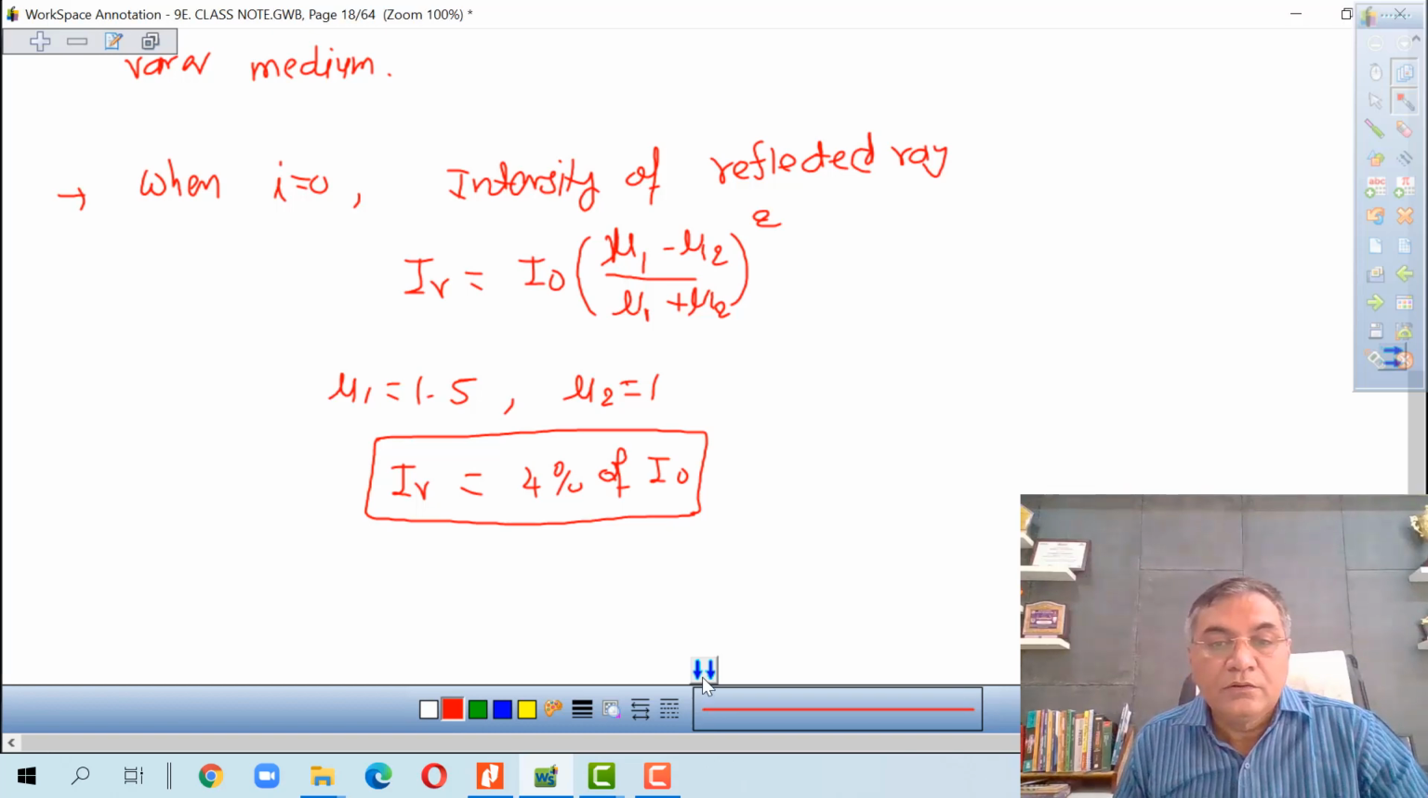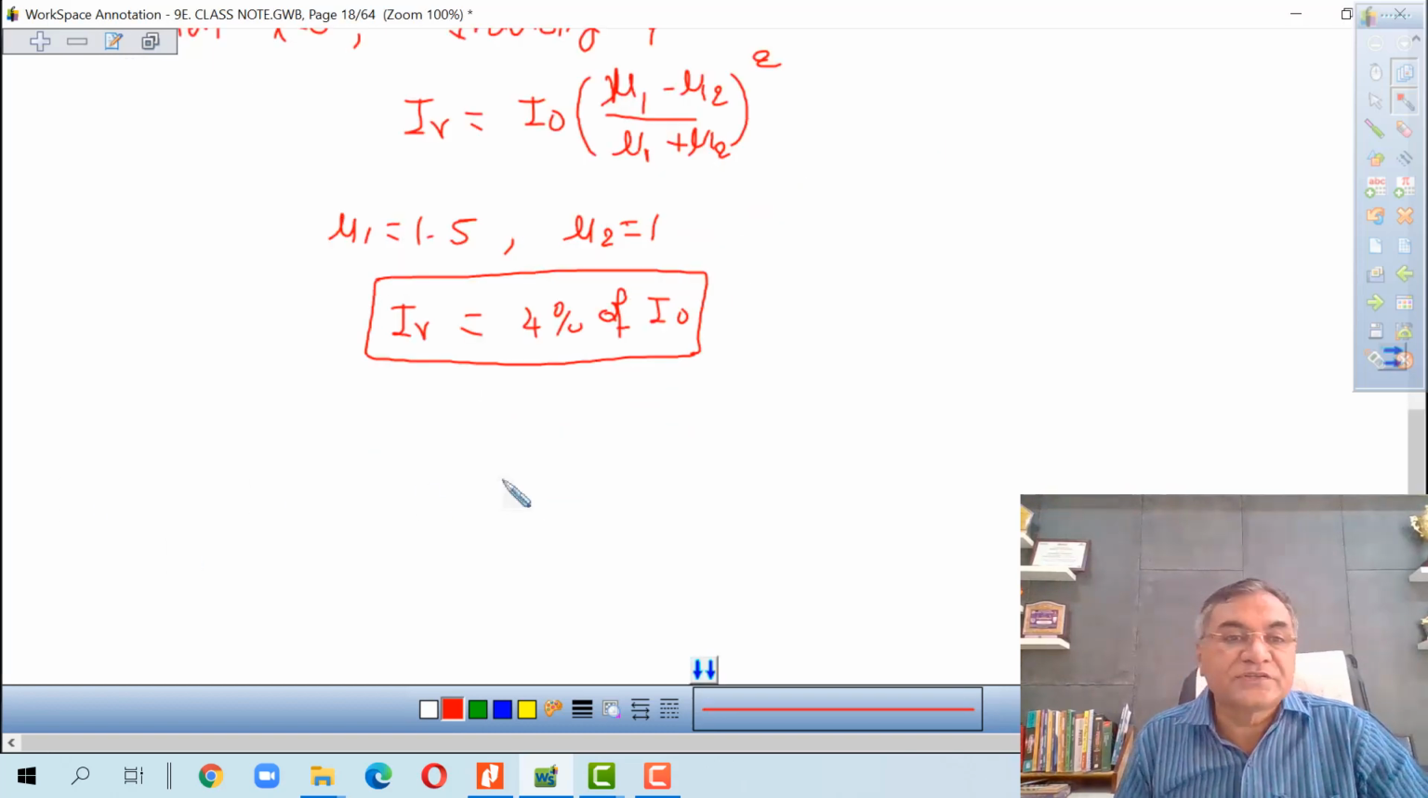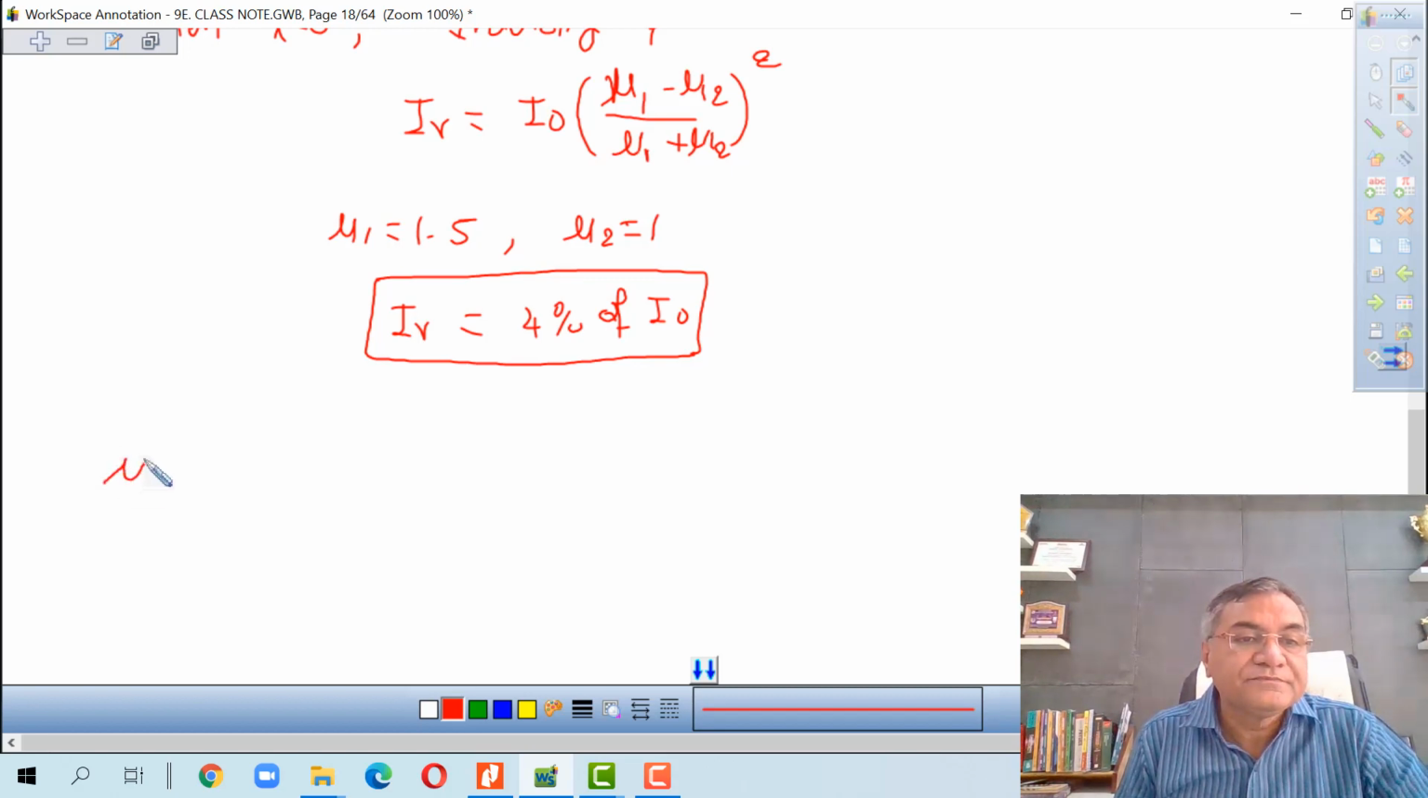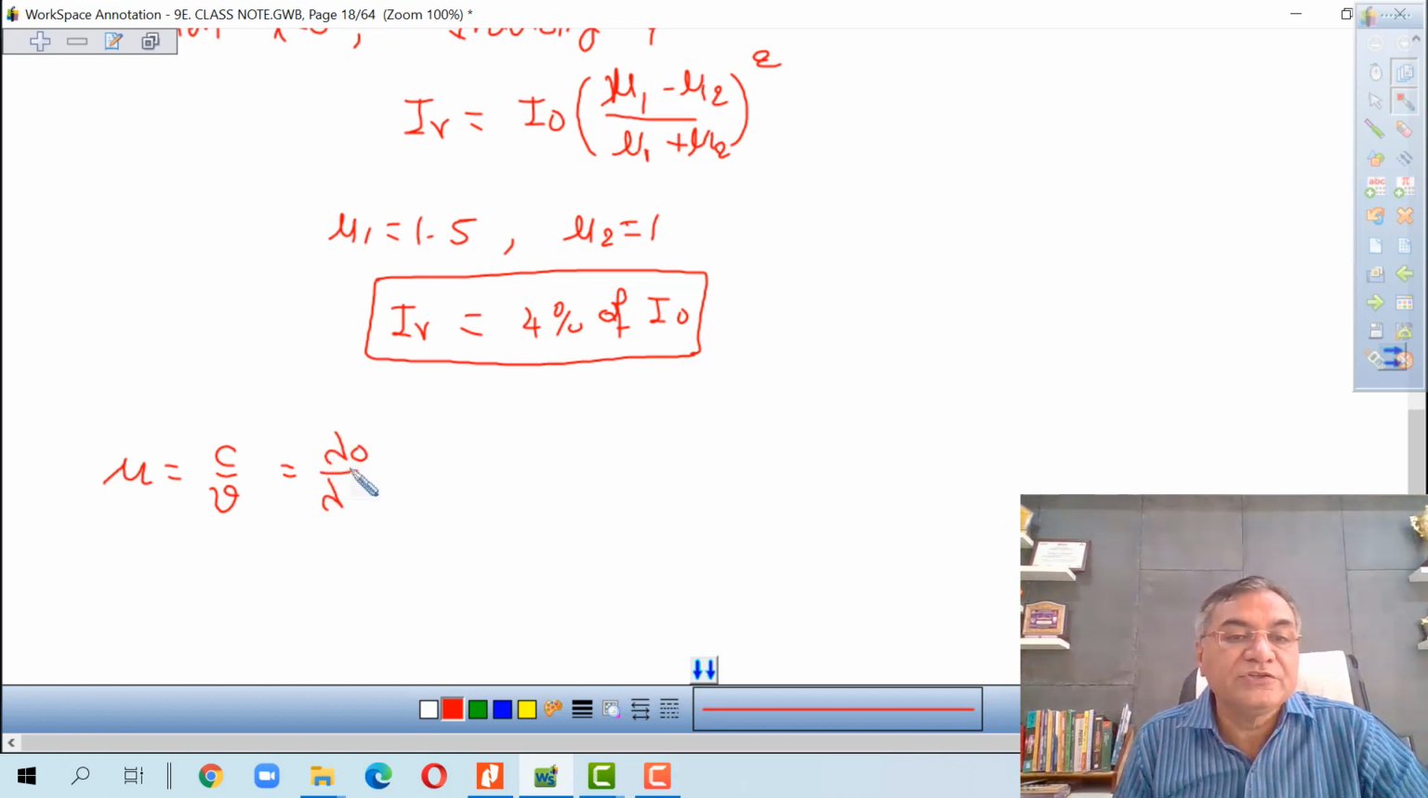Now, let's continue the discussion a bit further. See, refractive index is equal to C upon V. And so you can say that it is lambda 0 upon lambda. Lambda 0 is the wavelength in vacuum, lambda is the wavelength in a given medium, and the ratio is greater than 1. So we can say that mu is proportional to 1 upon lambda. Mu is inversely proportional to lambda.